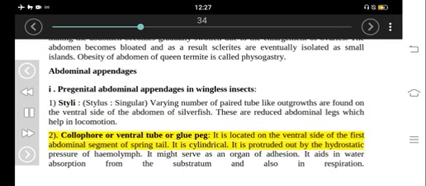2. Collophore, or ventral tube, or glue peg. It is located on the ventral side of the first abdominal segment of springtail. It is cylindrical. It is protruded out by the hydrostatic pressure of hemolymph. It might serve as an organ of adhesion. It aids in water absorption from the substratum and also in respiration.